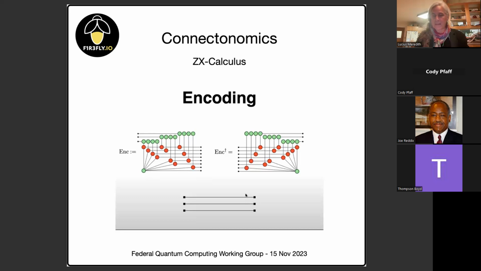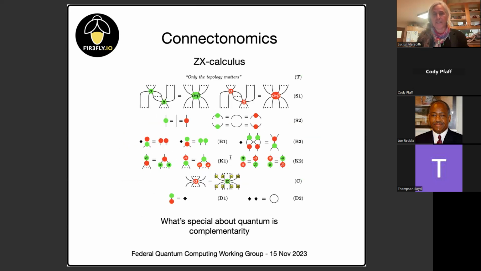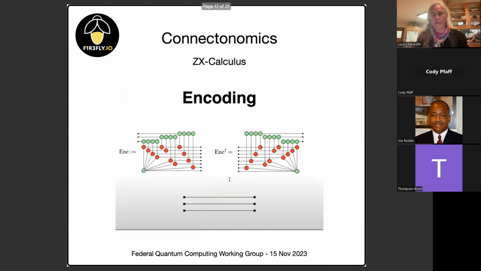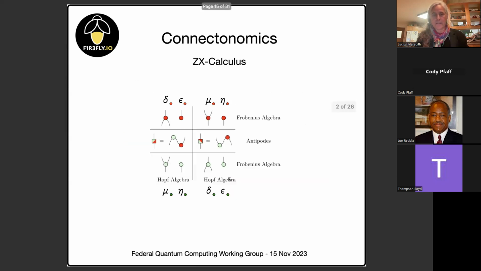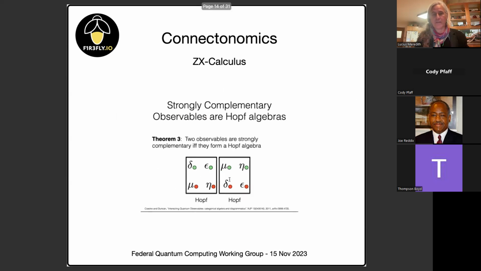But ZX, as I mentioned, has just a handful of identities, and we know exactly why we get those identities. These identities come from, I'm sorry, I skipped over it. They come from the fact that we've got these two Frobenius algebras that are complementary and interacting. That's where they come from.